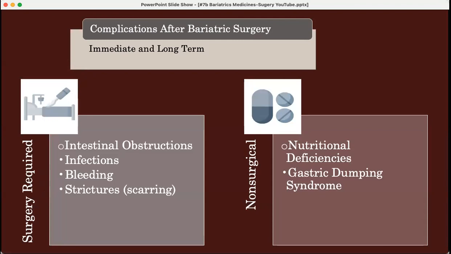After bariatric surgery, there's immediate and there's long-term complications. We mentioned some of the complications like the intestinal obstructions, strictures, and then the non-surgical are the gastric dumping syndrome and the vitamin and nutritional deficiency, vitamin mineral deficiencies.